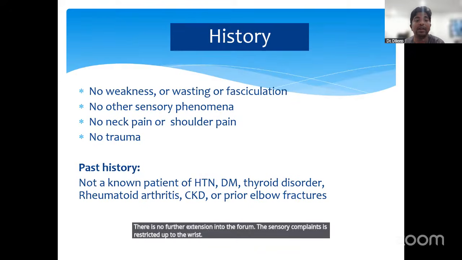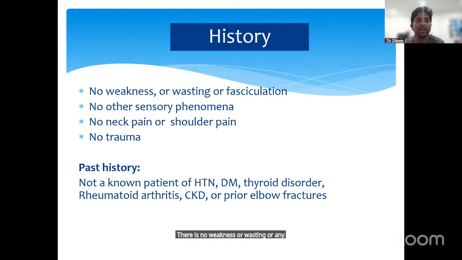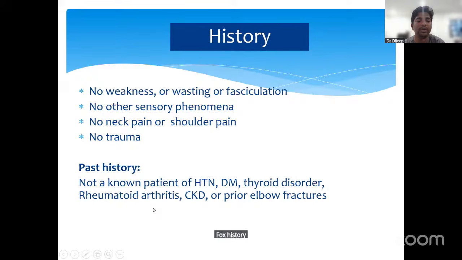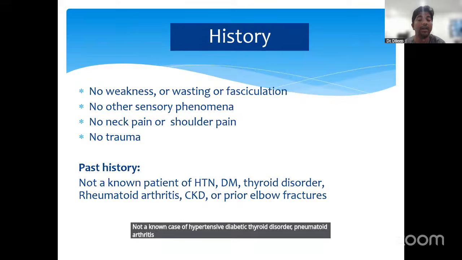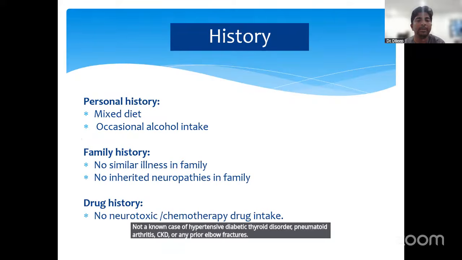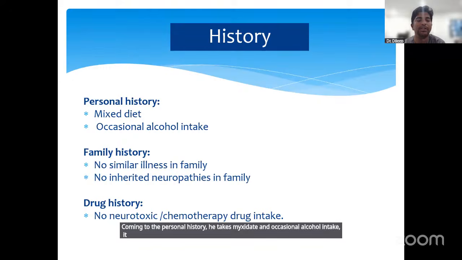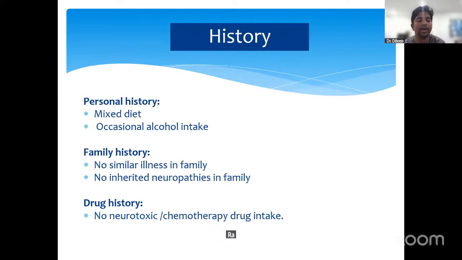The sensory complaints are restricted up to the wrist. There is no weakness or wasting or any fasciculations in this patient. There is no other sensory phenomenon. There is no history of neck pain or shoulder pain, and no history of trauma. Past history: not a known case of hypertension, diabetes, thyroid disorder, rheumatoid arthritis, CKD, or any prior elbow fractures. Personal history: he takes a mixed diet and has occasional alcohol intake. Family history: there is no history of similar illness or inherited neuropathies in the family. Drug history: there is no history of neurotoxic or chemotherapy drug intake.